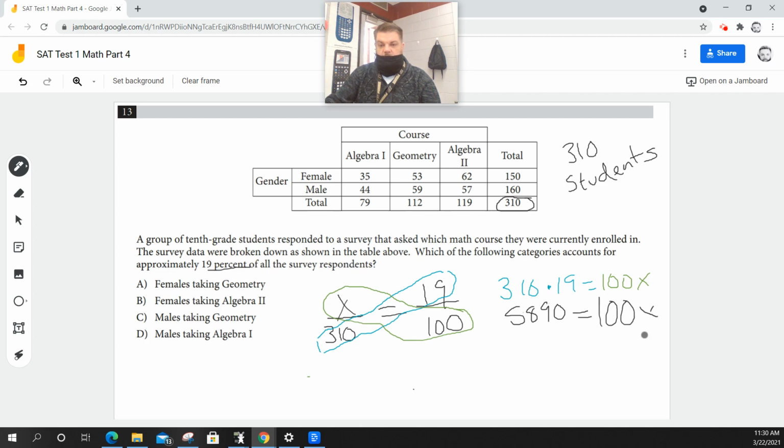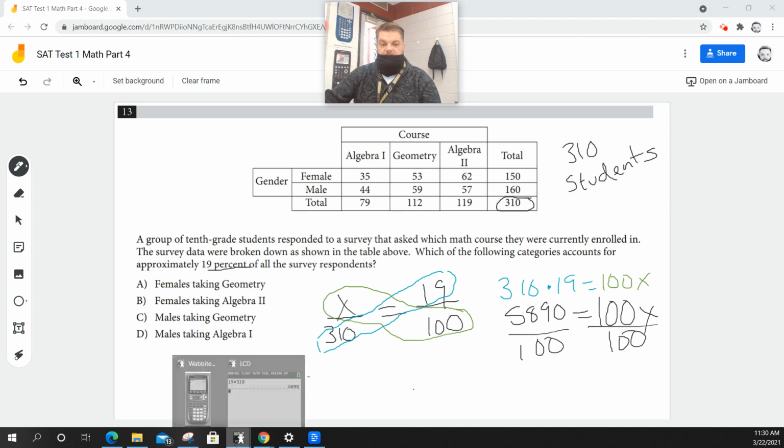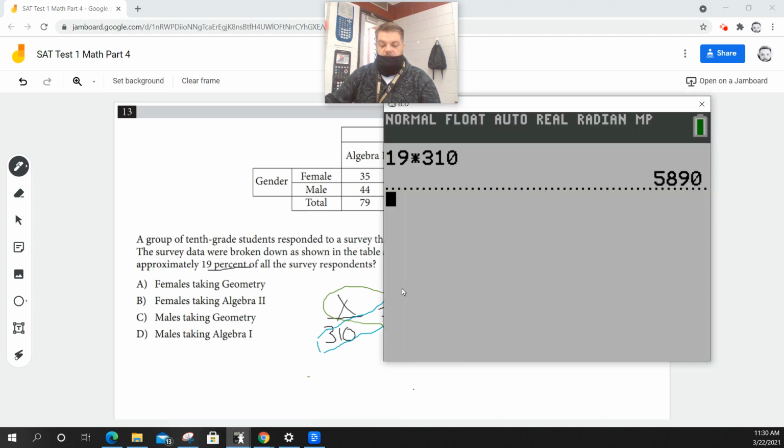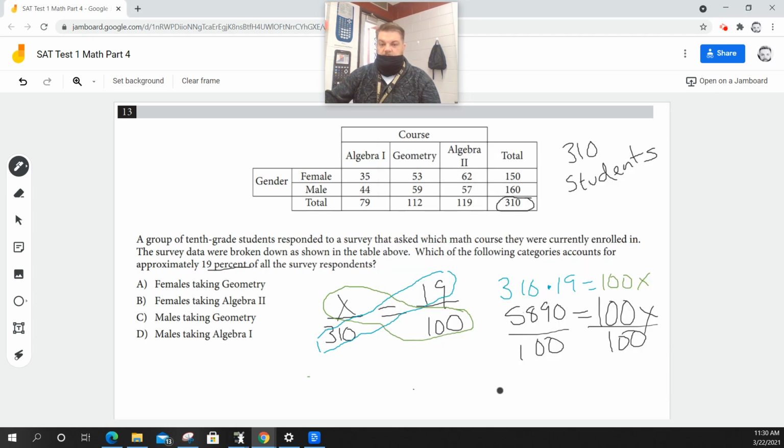Now to find out what x is, I'm just going to divide by 100. So if I take that same number and divide it by 100, I'm really just going to move the decimal over 2 spaces, and I get 58.9. So I'm looking for a category that has about 58.9 students.